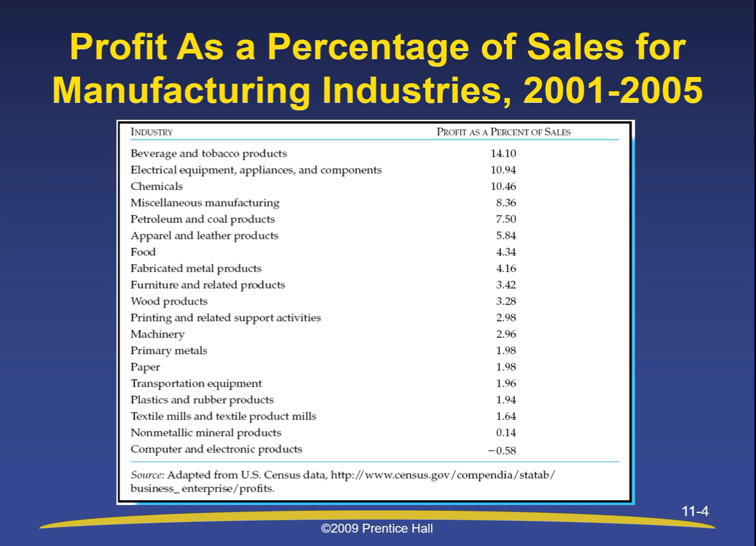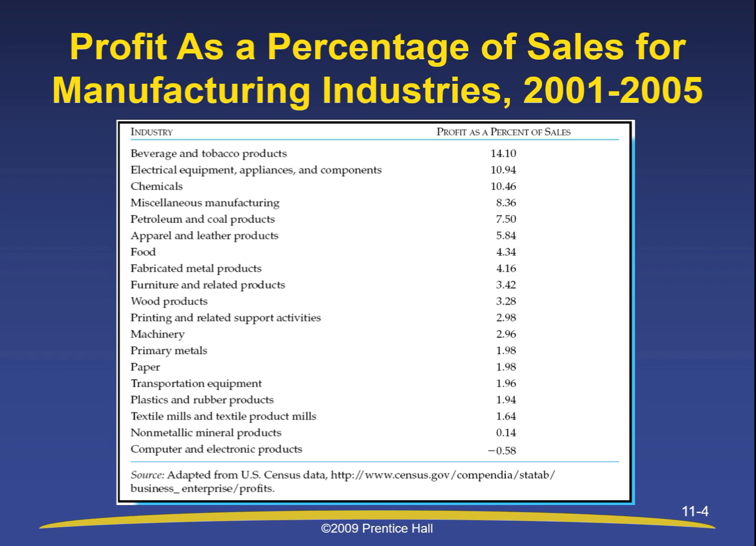We have machinery, and its profit as a percentage of sales is 2.96. We have primary metals, at 1.98. We have paper, at 1.98. We have transportation equipment, at 1.96. We have plastics and rubber products, at 1.94. We have textile mills and textile product mills, at 1.64.